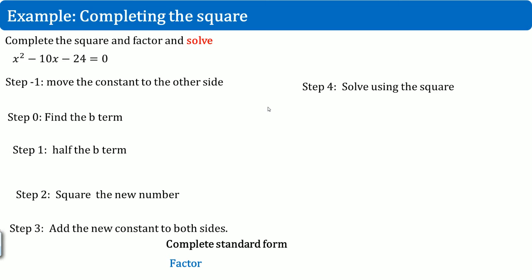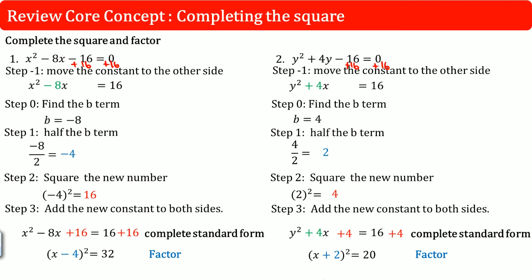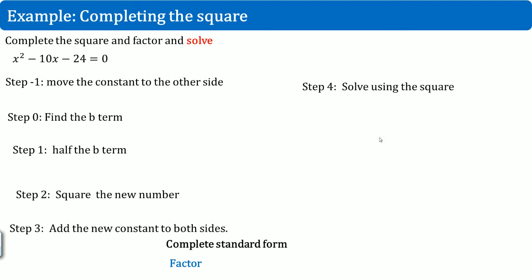Part 2 just adds one more part here, which is step 4. You're going to solve the square. Here, notice we get to factored form, but we never solve it. Now we're just going to solve it as well. So step 1 is to move the constant to the other side so we can complete the square. So I'm going to add 24 to both sides. I get x squared minus 10x is equal to 24.